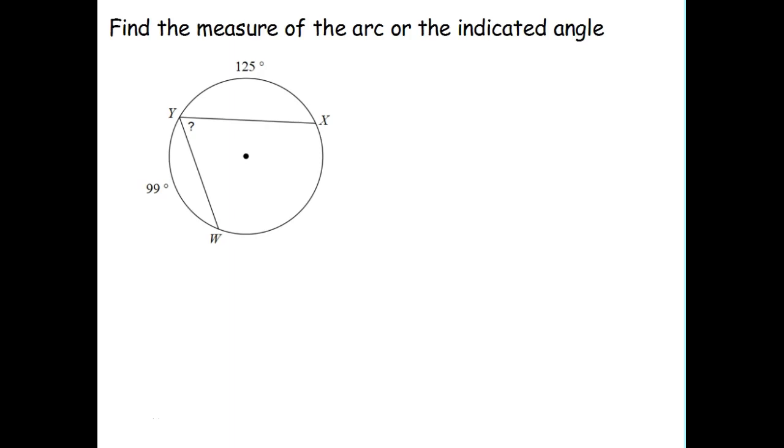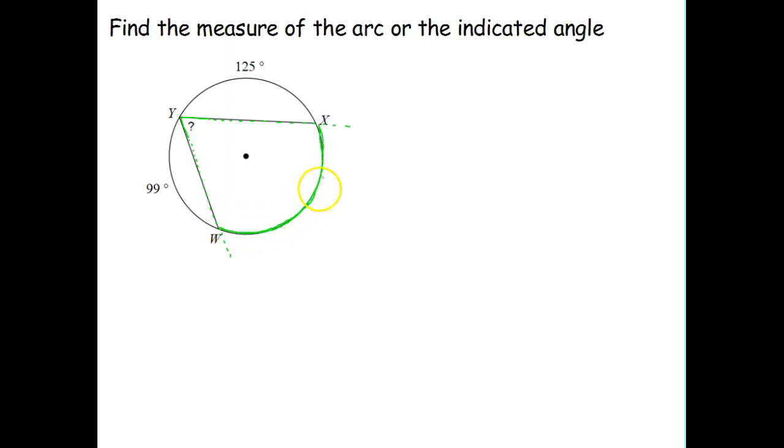So in the first one, we can see that we have two arcs labeled, and we're trying to find the measure of angle Y. So angle Y is this angle right here where that question mark is. In order to find out what that question mark is, we first have to know what the intersected arc is, and how many degrees are in it. Again, to find the intersected arc, you just follow the sides of the angle out until they touch the circle. And the intersected arc is going to be in between those two sides.